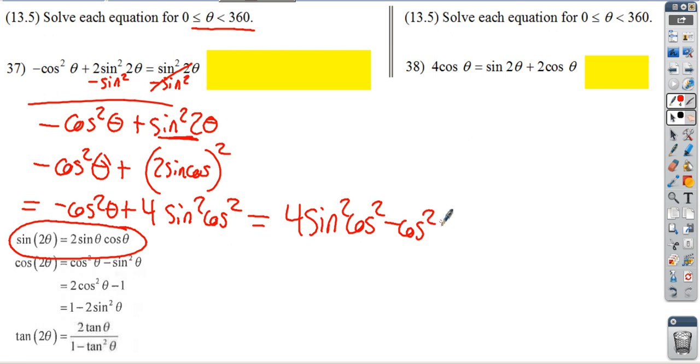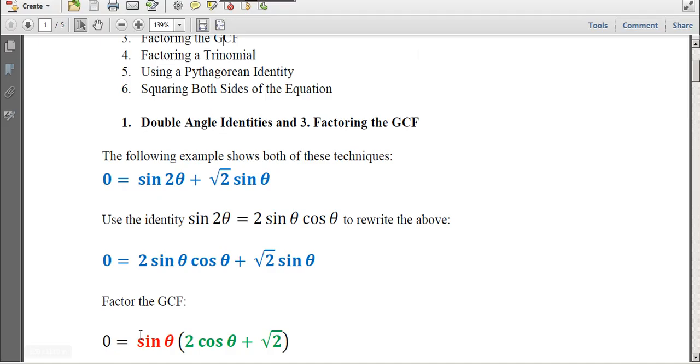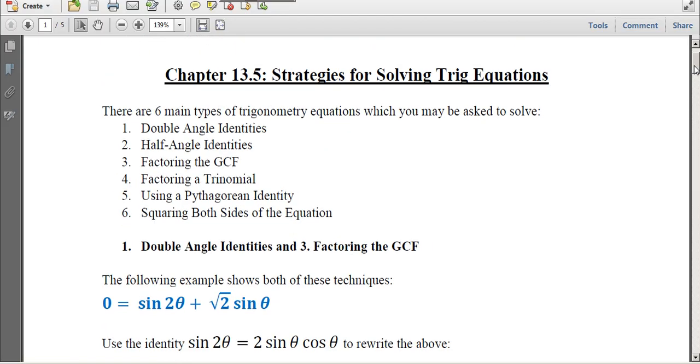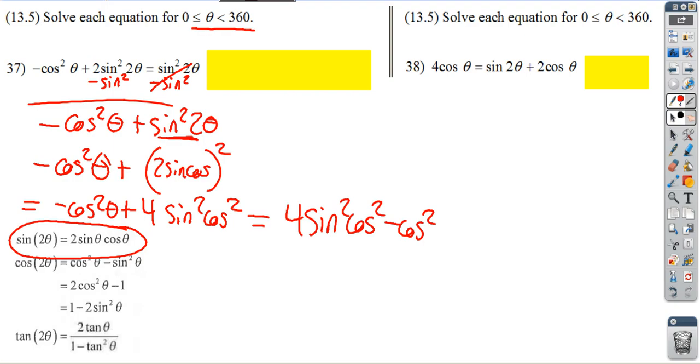Okay, now let's go back to our strategies for a sec, because sometimes multiple strategies factor in. So we took care of the double angle. There's no more double angles. If you look at strategy 3, it says factoring the GCF. And the GCF is, you might see it, but there is a GCF right here, the greatest common factor. It's this, it's cosine squared.